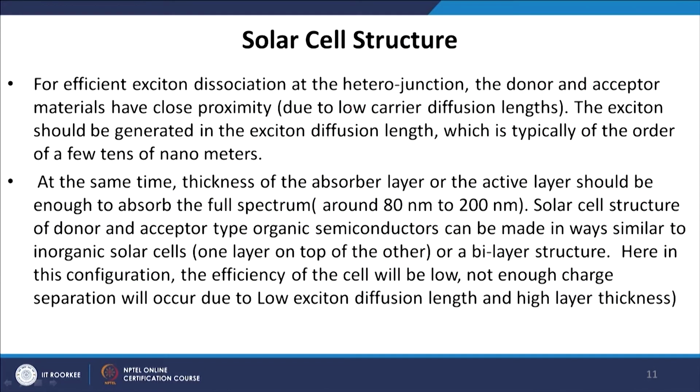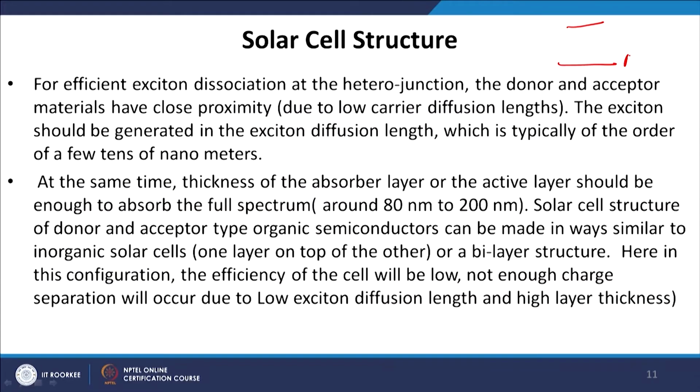Now, the solar cell structure for efficient exciton dissociation at the heterojunction, the donor and acceptor materials have to be in close proximity due to low carrier diffusion lengths. The exciton should be generated within the exciton diffusion length, which is typically of the order of a few tens of nanometers. Now, this is a very important factor in organic materials. For example, in conjugated polymer, the exciton diffusion length is very low, usually like 10 nanometer. So, what do we mean by exciton diffusion length? It is the distance the exciton or the electron hole pair can travel before they recombine.